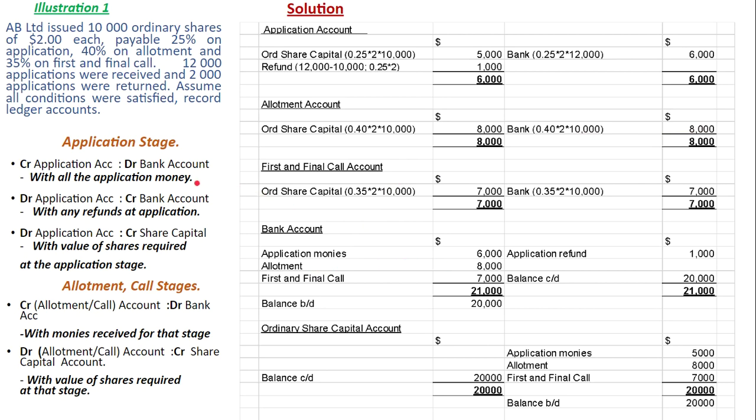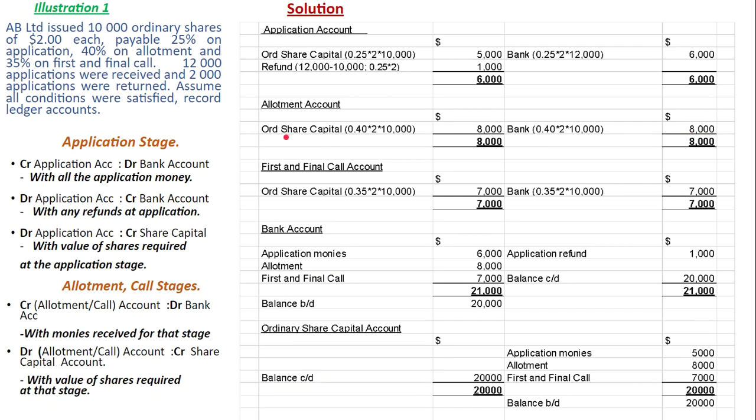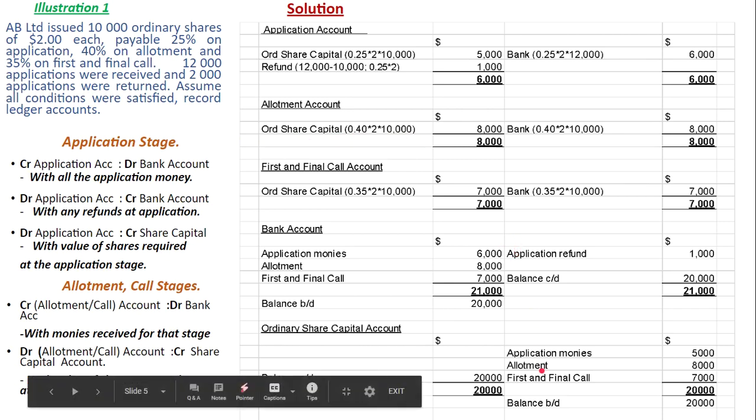Next accounting note, we are told debit allotment or call account and credit share capital account. There is the accounting note. So we are going to debit allotment account, narration ordinary share capital, 40% multiplied by $2 multiplied by 10,000, we have $8,000. Double entry, we credit ordinary share capital account with allotment narration, $8,000.